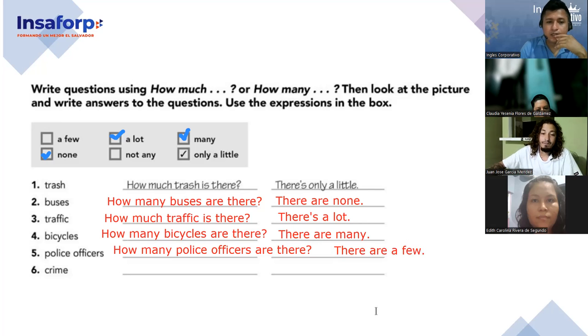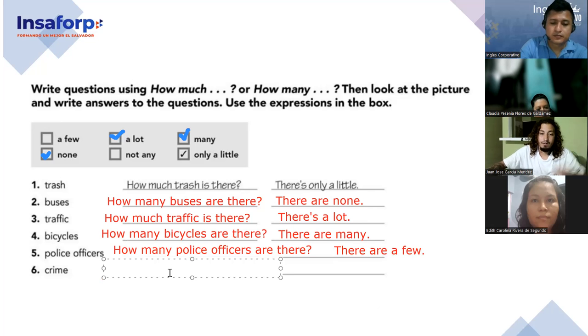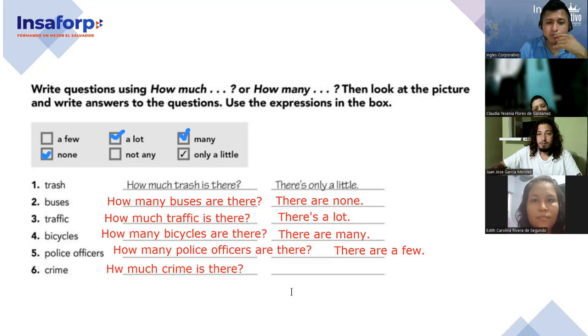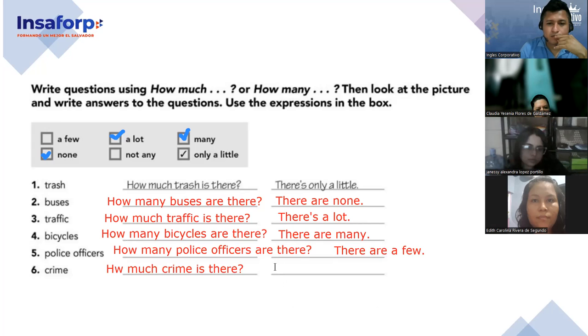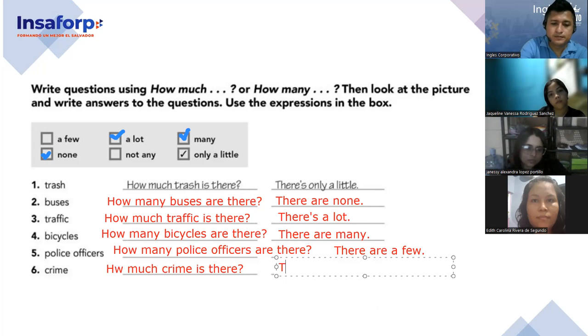All right. Yes. And crime. What is the crime? How much crime is there? Okay. How much crime is there? What is the answer? There is not any. Or also you can say there isn't any.